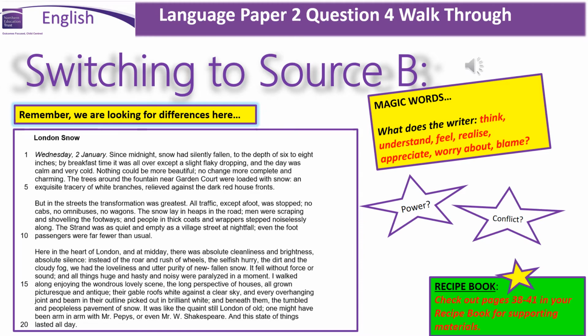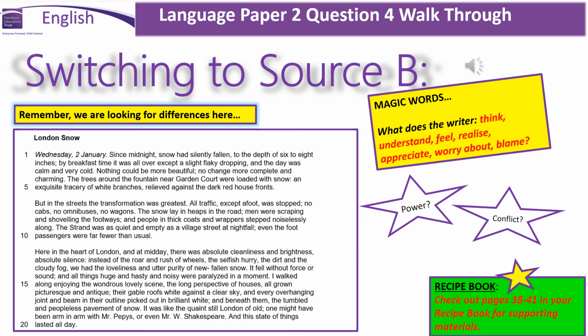So we've read source A, we've tracked each line, and we've identified Matt Dickinson's, he's the writer of that source, thoughts and feelings. We now need to switch to source B. And now remember, we are looking for different viewpoints here. So let's have a look at the first paragraph.